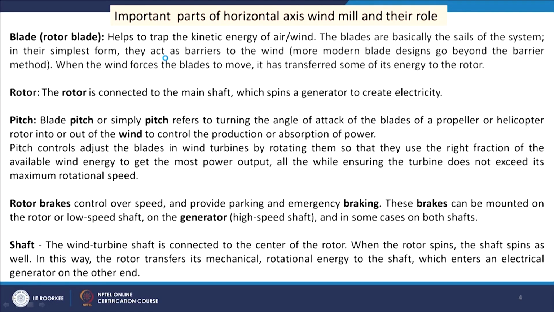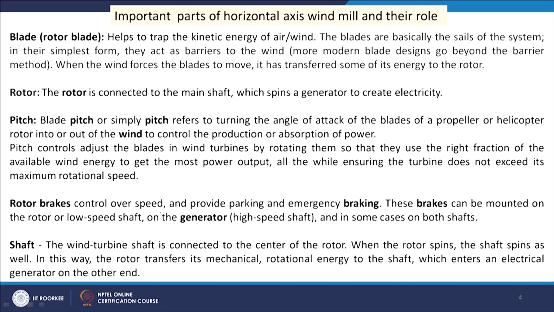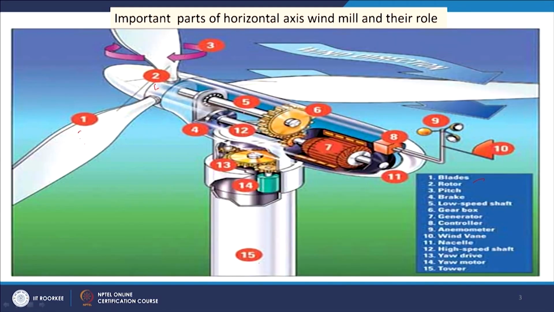And so, we see the rotor brakes, we have some rotor brakes here. So, these 4, the rotor brakes, the role is to prevent it from very high speed of the axis. So, rotor brakes control overspeed and provide parking and emergency braking. These brakes can be mounted on the rotor or low speed shaft, or on the generator, that is high speed shaft, or maybe in both. So, that way the brakes can work.